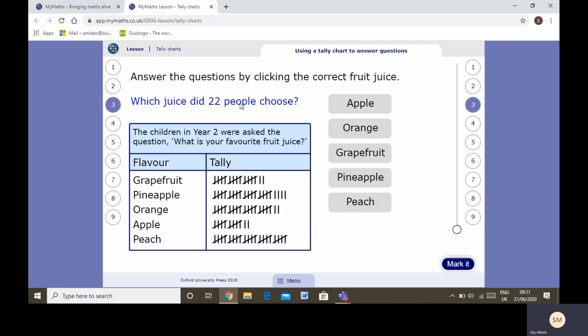Which did 22 choose? So here we need 2 extras. So it could be grapefruit or orange or apple, looking at the 2 extras because they all have 2 extras, but we need 20 as well, which would be 4 tally gates. So let's have a look at grapefruit. 5, 10, 15, 16, 17. We know it can't be grapefruit. Orange, 5, 10, 15, 20, 21, 22. Must be orange.